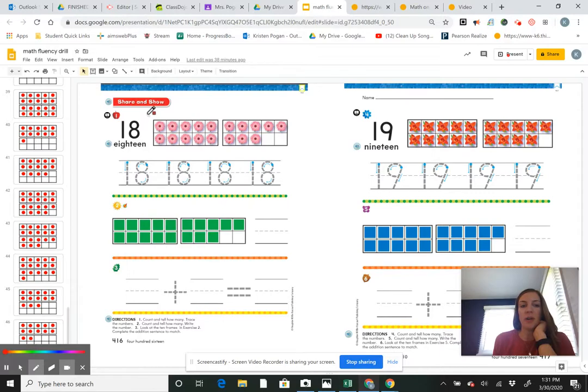All right, let's check our work. When I'm counting and I see a full 10 frame, I know that I can quickly say 10 and count on. 11, 12, 13, 14, 15, 16, 17, 18. When I write the number 18, I start with a 1. That shows 1 full 10 frame and an 8.